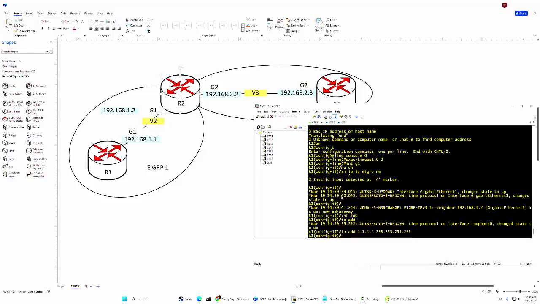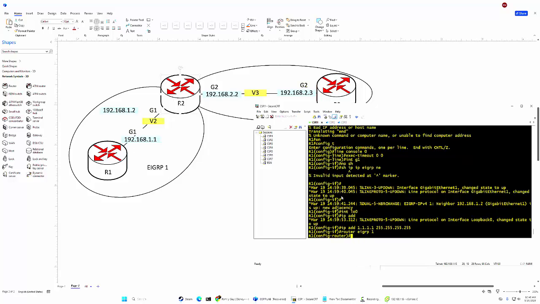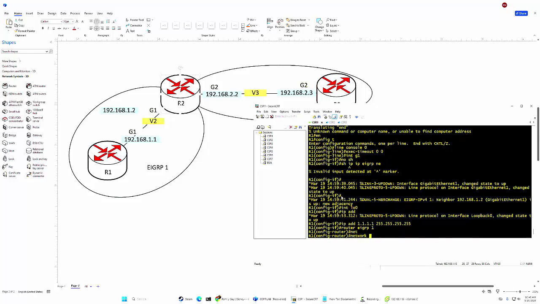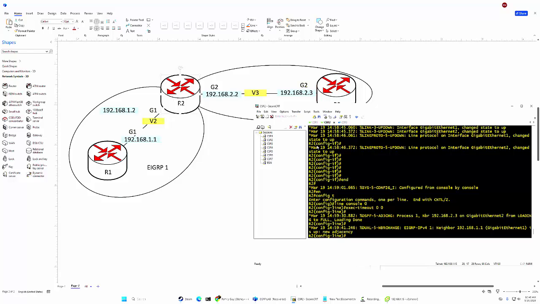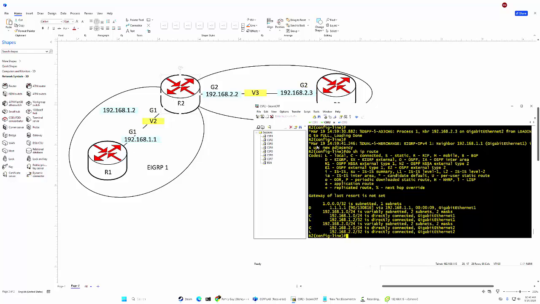Okay. All right. And router EIGRP 1. All right. And we're going to say network. Okay. Done. So now on router 2. Okay. Good to know. All right. Now, in the original, we're going to do a new command here.